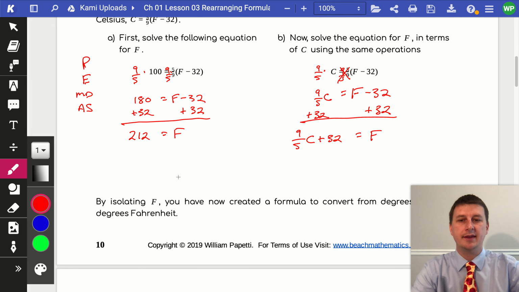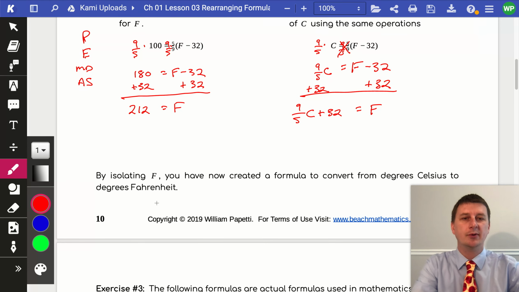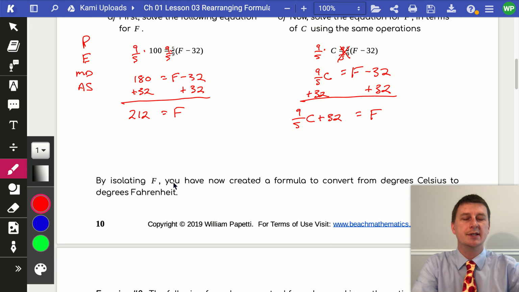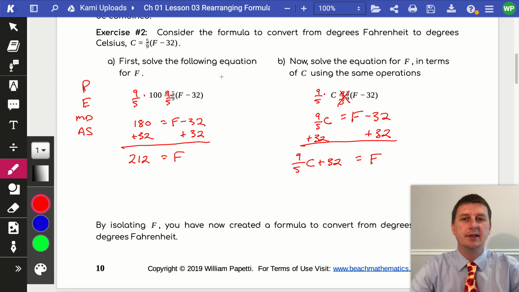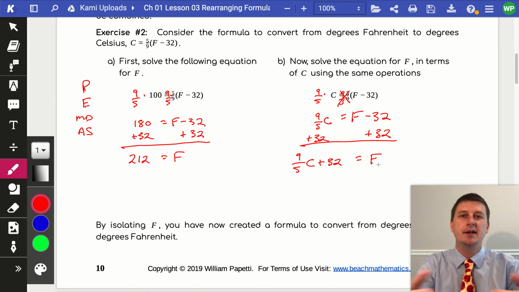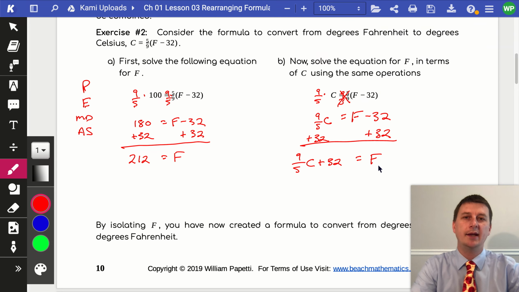And just like that, by isolating F, we have now created a formula to convert from degrees Celsius to degrees Fahrenheit. So using this formula, we could plug in a value for F and go from Fahrenheit to Celsius. But using this formula, we could plug in a value for C and go from degrees Celsius to Fahrenheit. So again, this is just another useful application of why rearranging formulas is important.